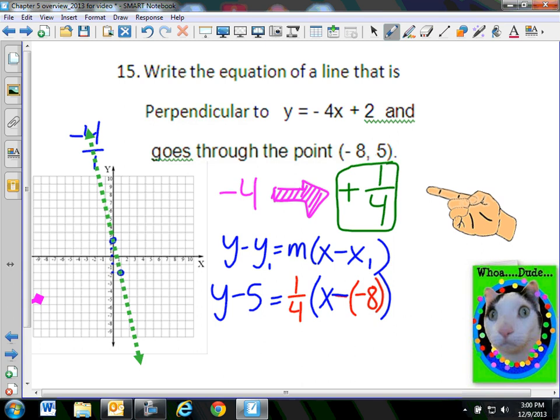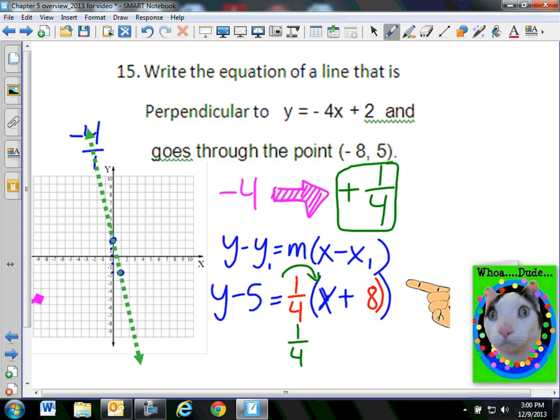Let me take care of this mess in here. I don't like these 2 negatives right here. What does this give you? That gives you a positive. So let me change this up. This is going to be positive x plus 8. That's better. Let's distribute the 1/4 with this. That's going to be 1/4 x. And distribute with this.